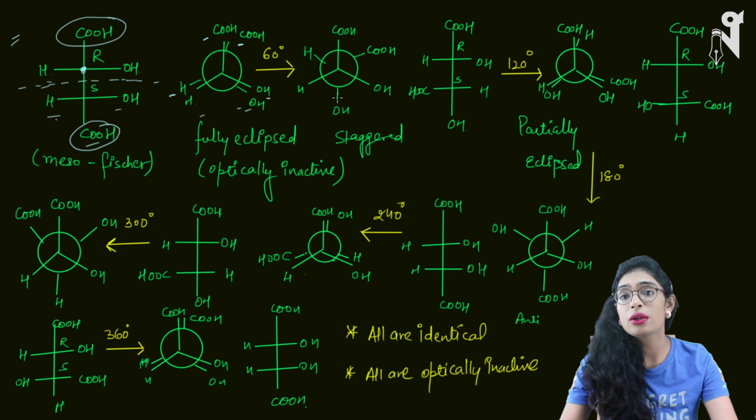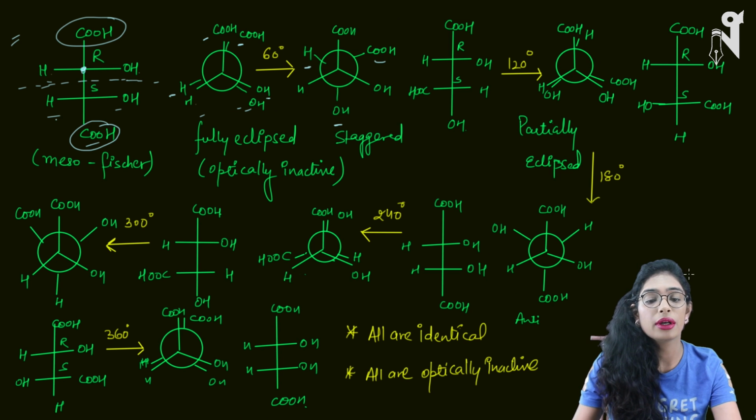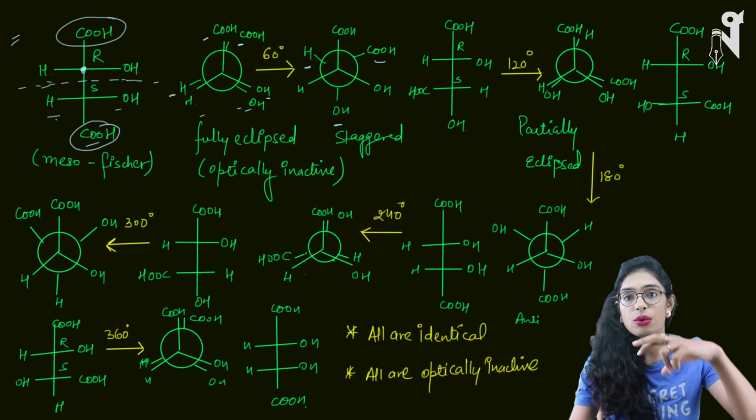Okay, so I'm hoping that you would have done it by now. Let's quickly see what has happened. If I rotate it by 60 degrees, what will happen? COOH will come here, OH of the back carbon will come here and hydrogen will come here. So this is after rotation of 60 degrees.